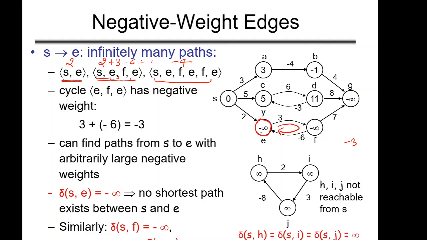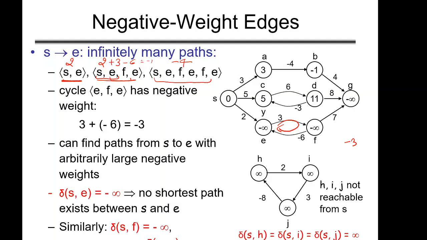Therefore we will write -infinity, because the path from S to E has a negative weight cycle. And what is that negative weight cycle? It is EFE. EFE is a negative weight cycle. So we can't find any path from S to E with a bounded weight, since we can get arbitrarily large negative weights. So we will say that this is -infinity. No shortest path exists.